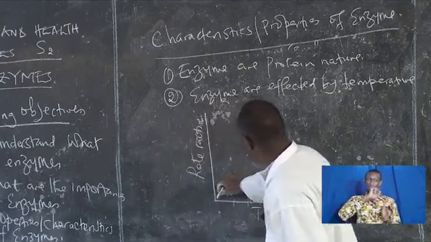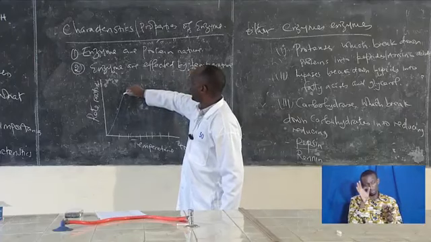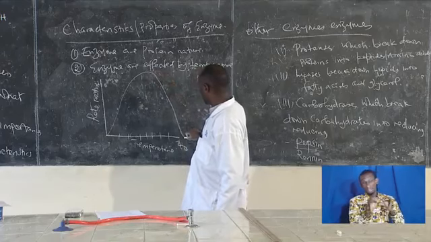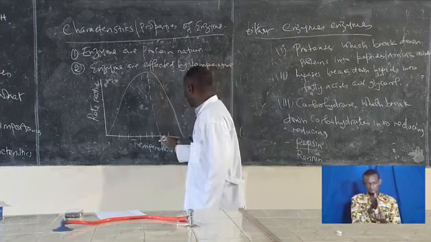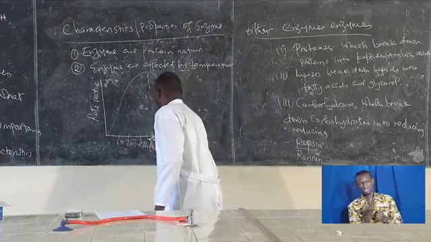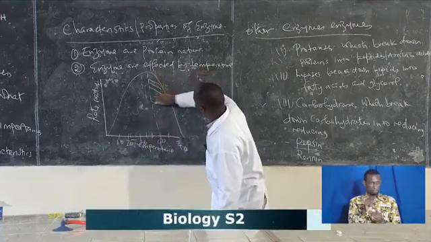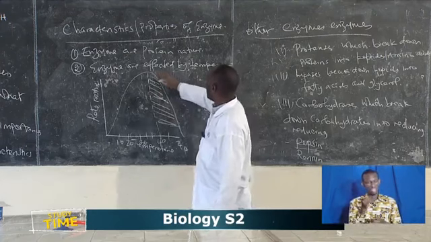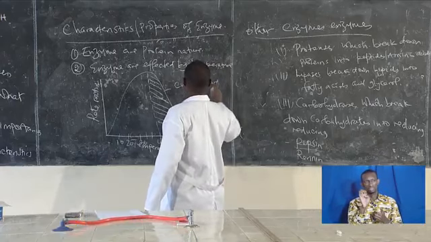So as the temperature increases, the rate of enzyme catalyzed reaction also increases. But when it exceeds the optimum temperature, the optimum temperature must be around 40. All right? Let me say this is 10, this is 20, this is 30, up to 40. When it comes to here, the enzyme catalyzed reactions are affected. Here you can say the enzymes are denatured.